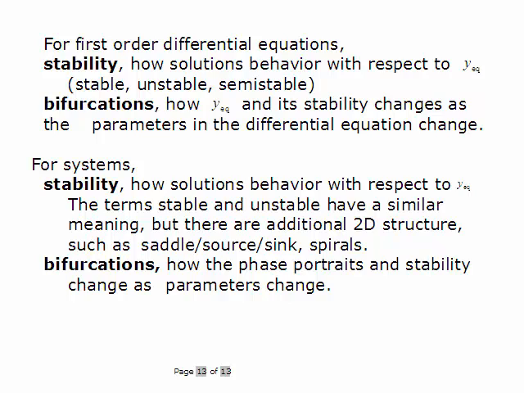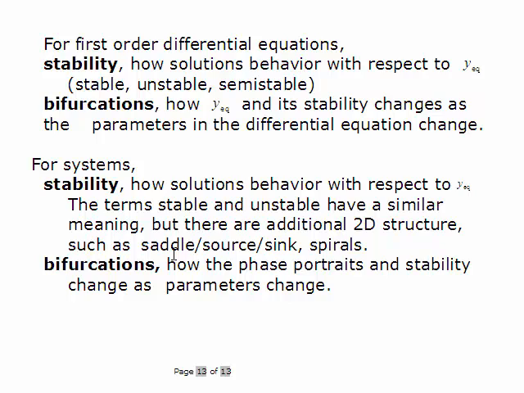Then in the previous chapter, we looked at stability. That's how did the solutions behave with respect to the equilibrium value. Were they approaching it in forward time, so that it would be stable? Were they flying away from it in forward time, so that would be an unstable equilibrium? Or was it a semi-stable equilibrium? Then we looked at bifurcations. We looked at how those equilibrium values changed and how their stabilities changed as parameters in the differential equation changed.